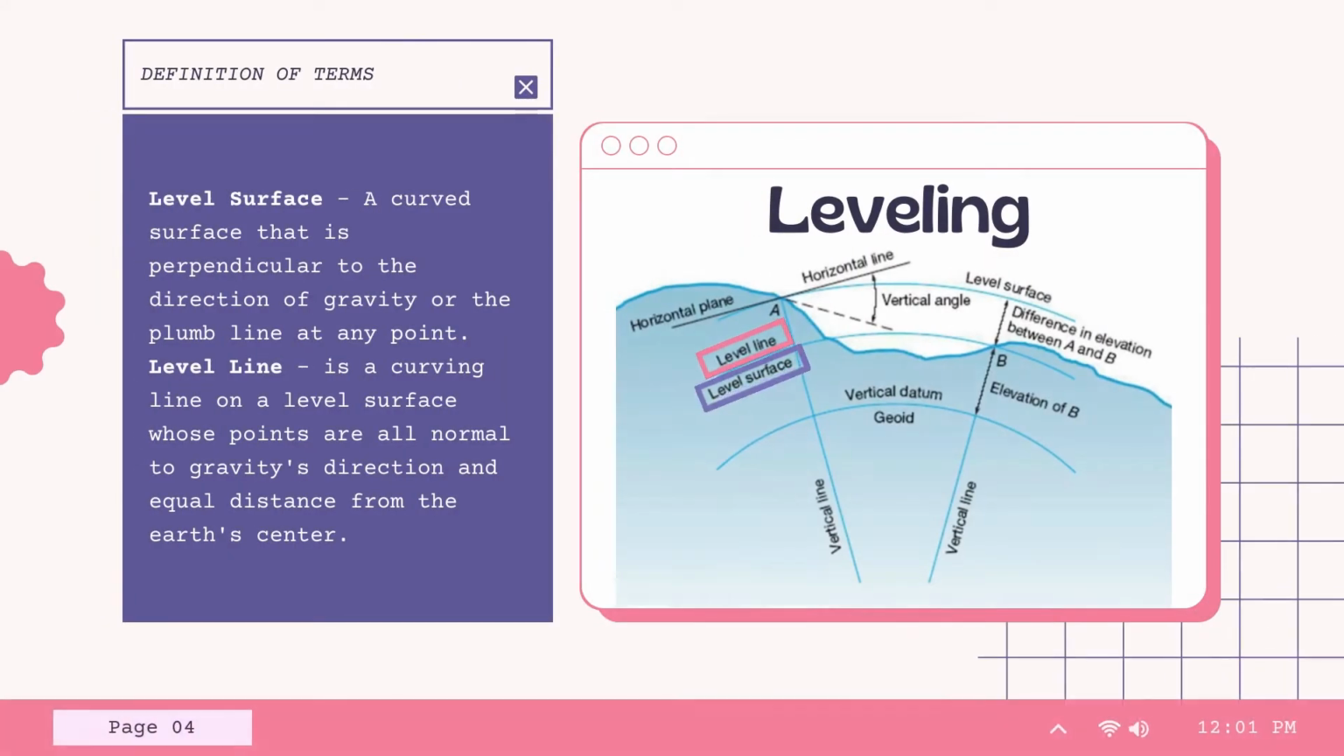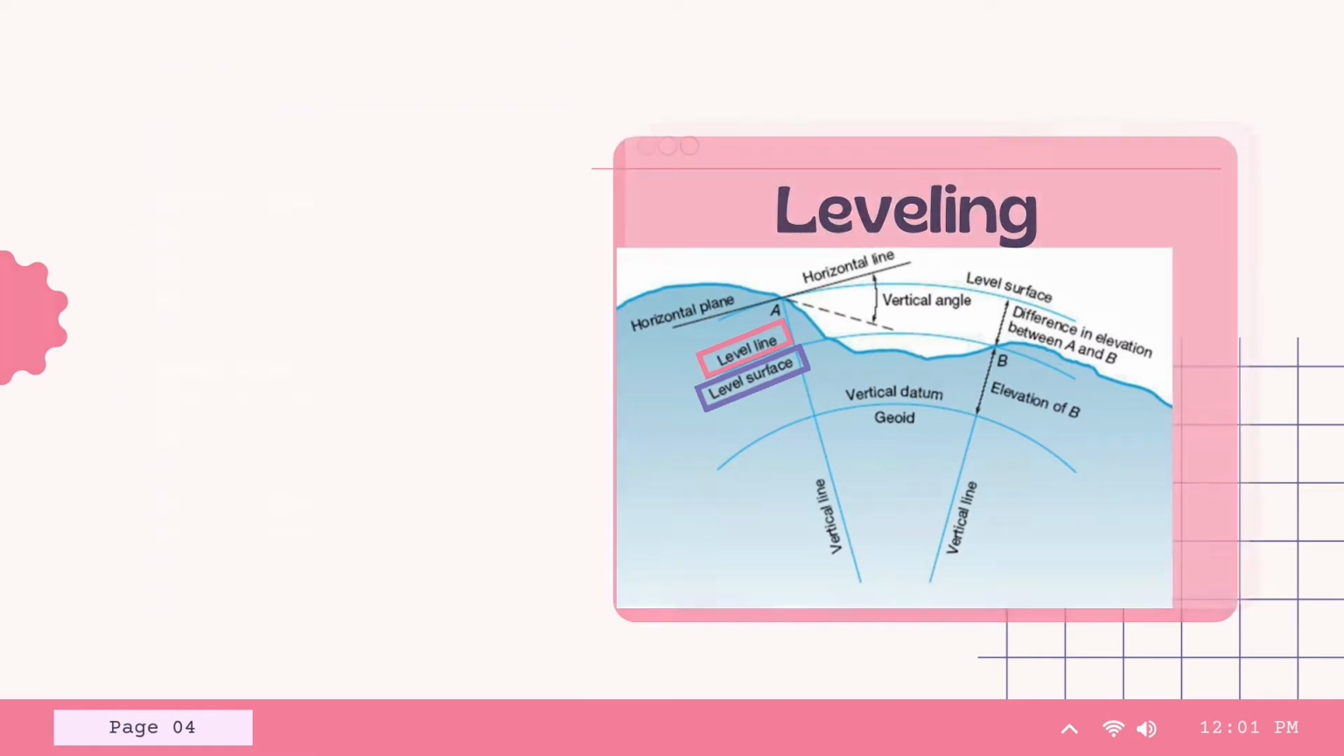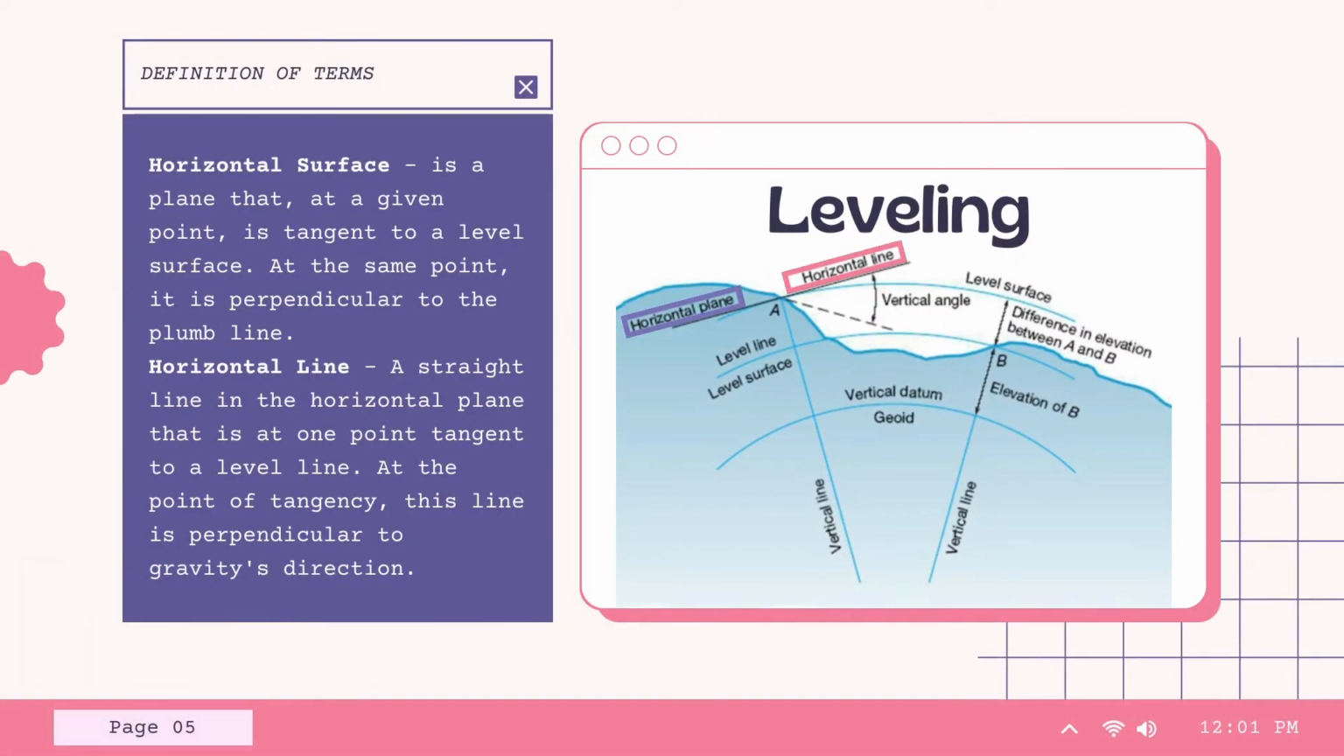For the definition of terms, we have the level surface, which is a curved surface that is perpendicular to the direction of gravity or the plumb line at any point. Next, we have the level line, which is a curving line on a level surface whose points are all normal to gravity's direction and equal distance from the Earth's center. Next, we have the horizontal surface, which is a plane that, at a given point, is tangent to a level surface. At the same point, it is perpendicular to the plumb line.